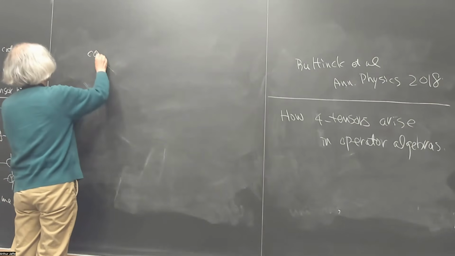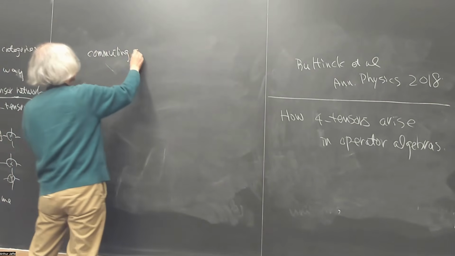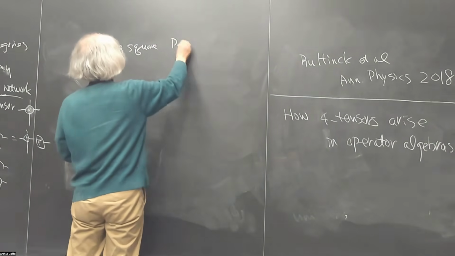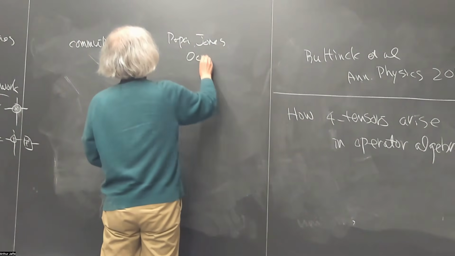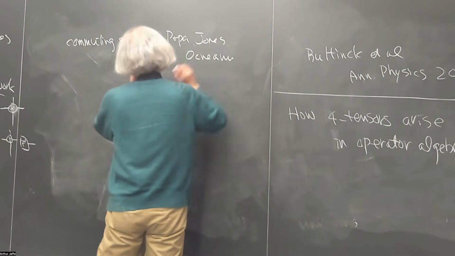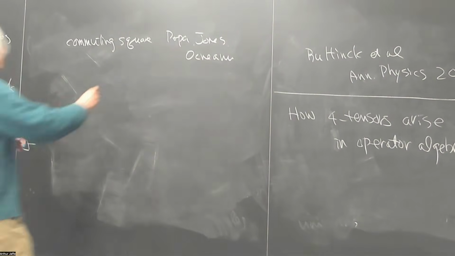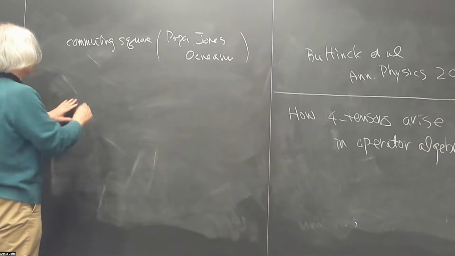Then an important notion is the commuting square. This was first introduced by Popa many years ago in a different context and studied extensively by Jones and others. So this is a typical situation.